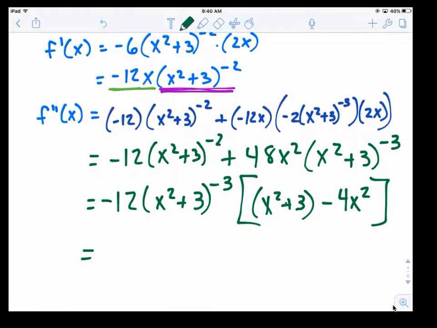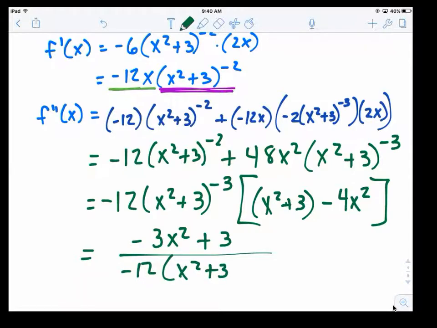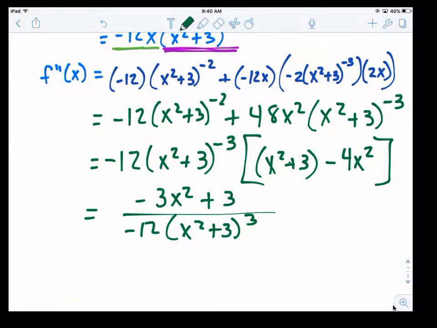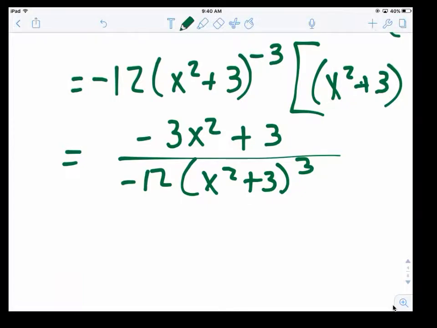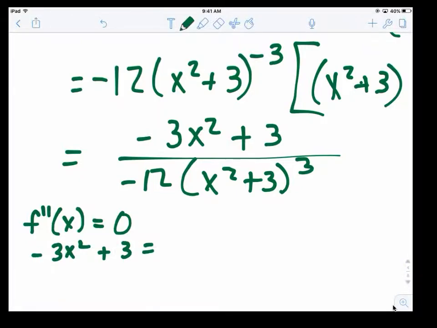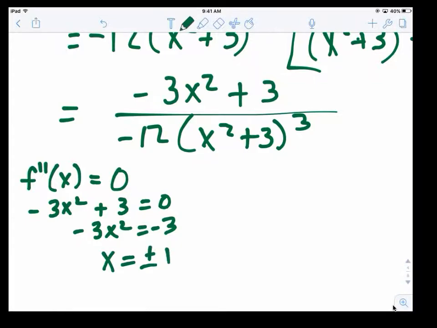All right, so if you simplify what's inside here, you got x squared minus 4x squared, so that's negative 3x squared. So you got negative 3x squared plus 3 over negative 12 times x squared plus 3 cubed. All right, so where does it equal 0? Is it plus or minus 1? Yeah, so x would be plus or minus 1.